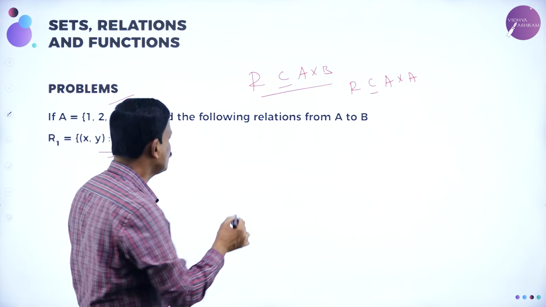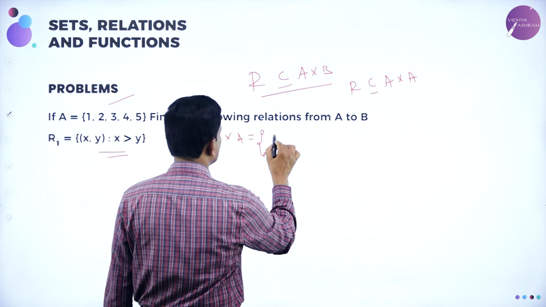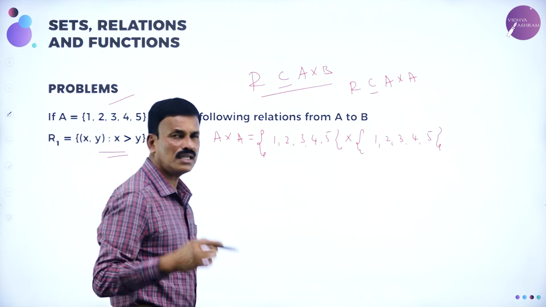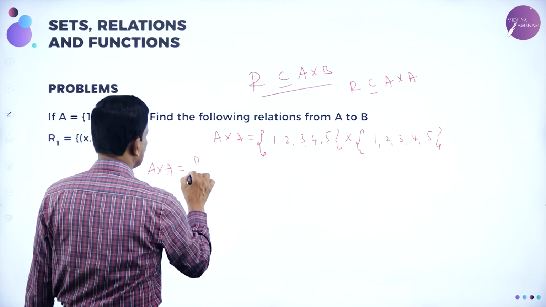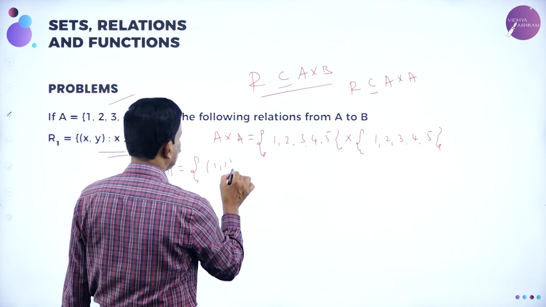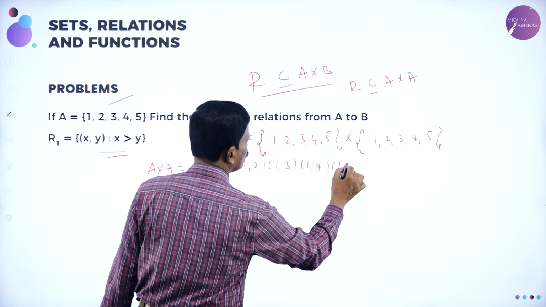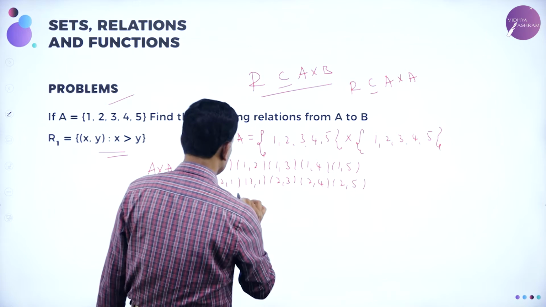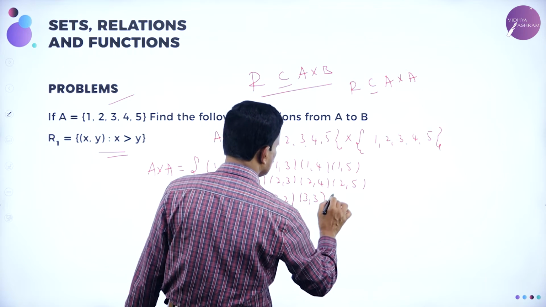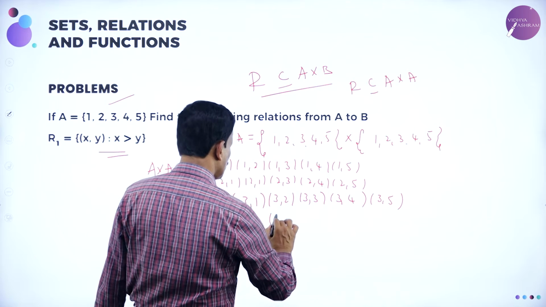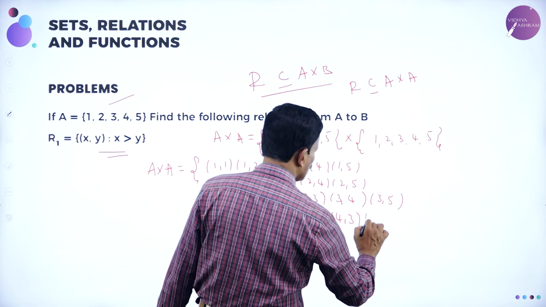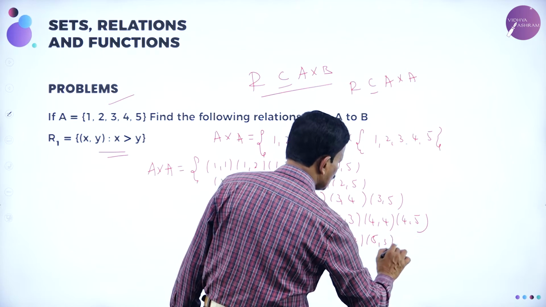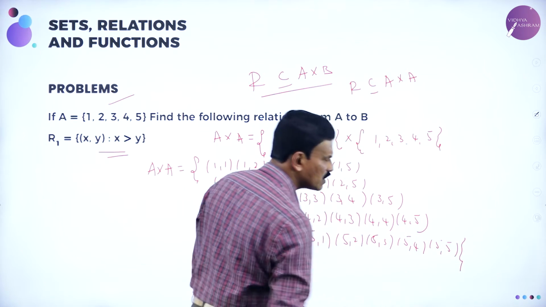Now let us write the Cartesian product first. Let us write A cross A. A contains 1, 2, 3, 4, 5, cross another set A, 1, 2, 3, 4 and 5. A cross A is nothing but the Cartesian product: (1,1), (1,2), (1,3), (1,4), (1,5). Again from 2: (2,1), (2,2), (2,3), (2,4), (2,5). Next, (3,1), (3,2), (3,3), (3,4), (3,5). Similarly, (4,1), (4,2), (4,3), (4,4), (4,5). The last one is 5: (5,1), (5,2), (5,3), (5,4), (5,5). So these are the elements of A cross A.